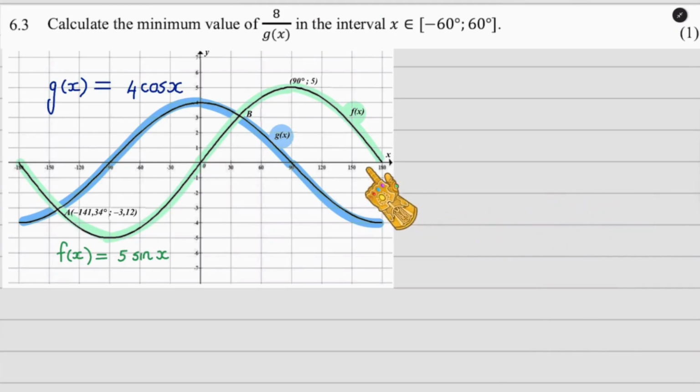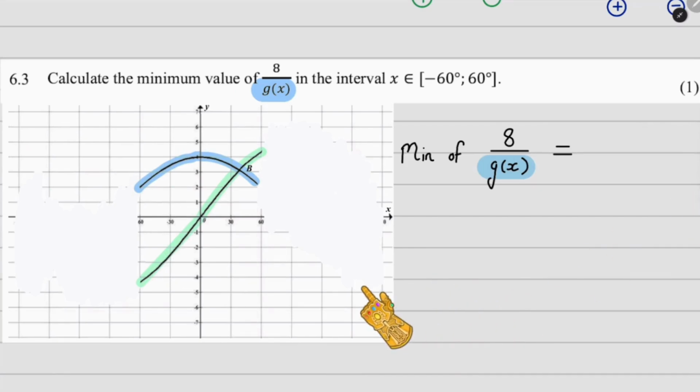In 6.3, they want the minimum value of 8 divided by g of x in the interval from negative 60 to 60. So I'm going to zoom in on this interval on the graph. I'm going to ignore everything else on the graph. Okay, so now you can see I've restricted my graph from negative 60 to positive 60 as they instructed with this. And now I want the minimum value of 8 over the blue graph essentially.